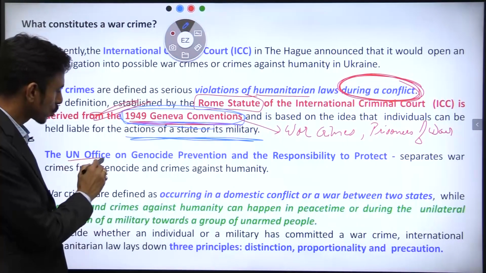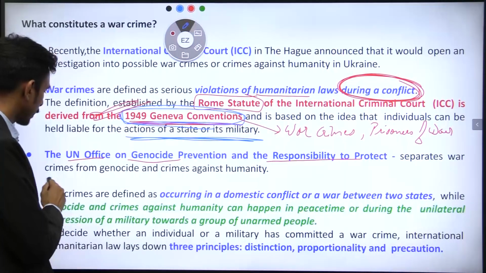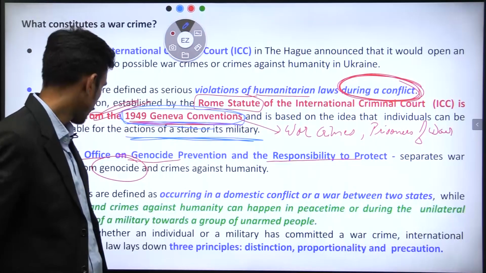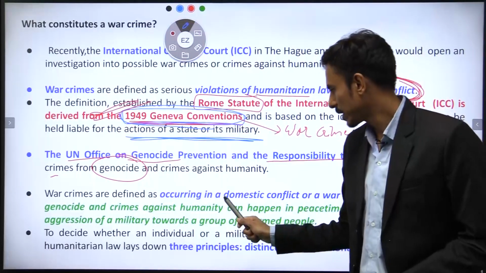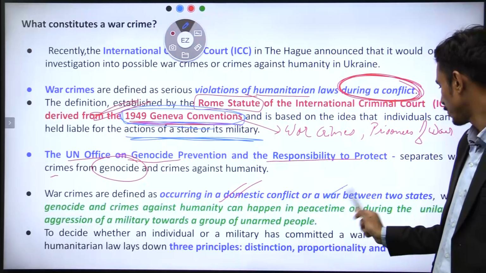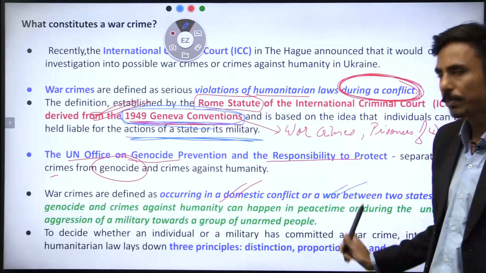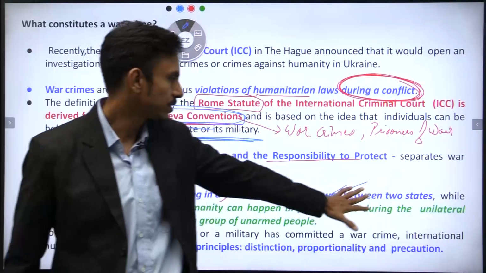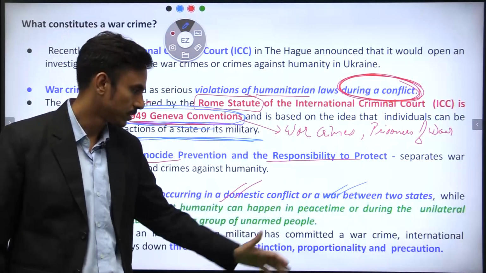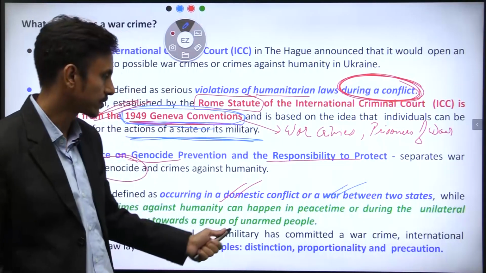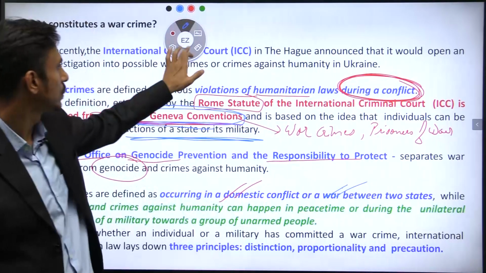Guys, the United Nations Office on Genocide Prevention and the Responsibility to Protect separates war crimes from genocide, as I just mentioned. As I've explained, war crimes are defined as something occurring in a domestic conflict, or a war between two states, while genocide and crimes against humanity happen in peacetime. And there are three principles which help us decide whether it is a war crime or genocide: the principle of distinction, proportionality and precaution.